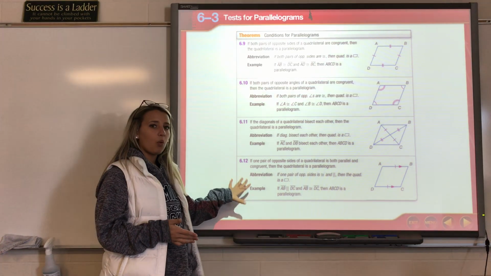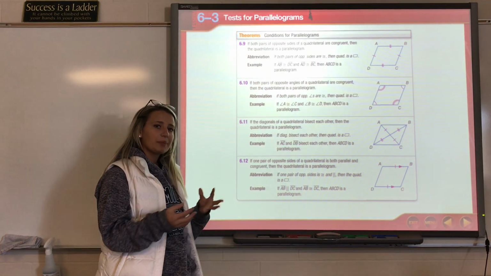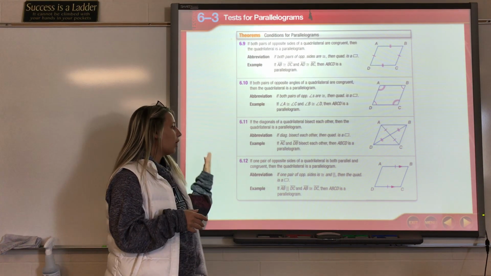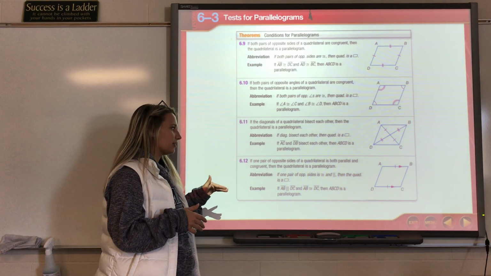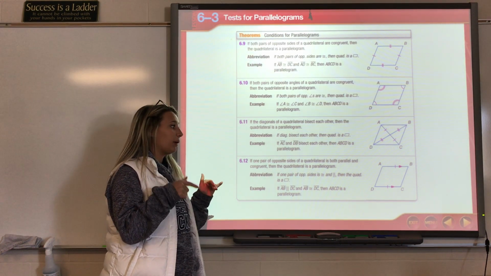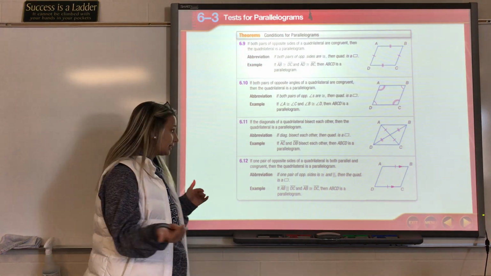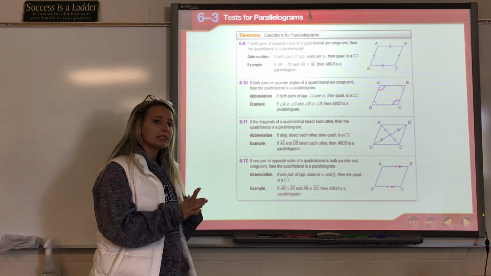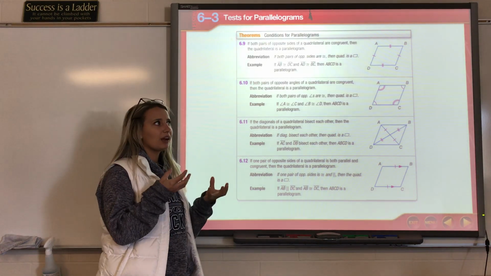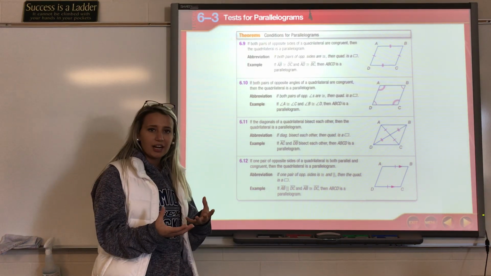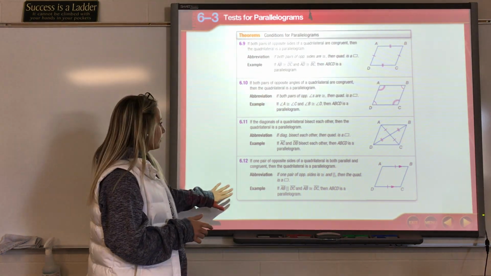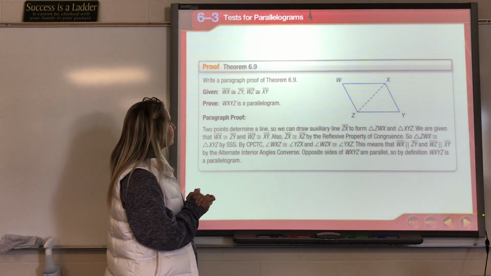Now 6.12 is a little bit different because it's combining two things. It says if one pair of opposite sides of a quadrilateral is both parallel and congruent, then the quadrilateral is a parallelogram. So that's kind of like what we did earlier, but we're mixing the definition of being parallel and congruent. Okay, so let's put these to use.